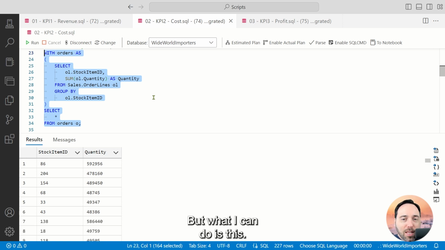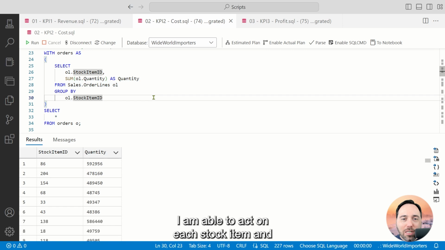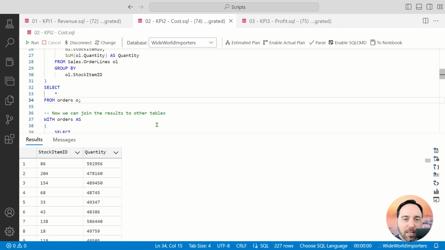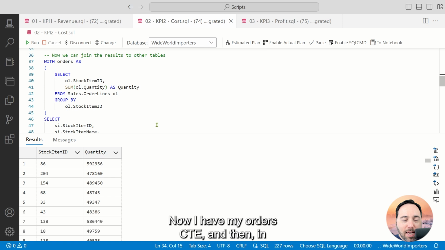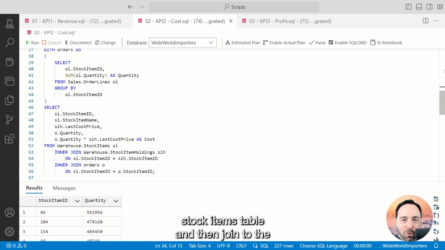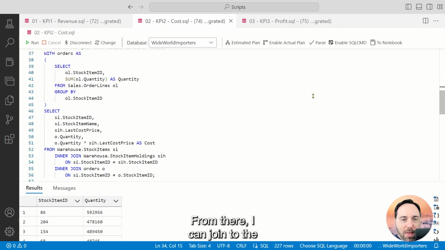But what I can do is this. I am able to act on each stock item and its quantity without worrying about how I need to aggregate the results later. Let me show you an example of this. Now I have my orders CTE, and then in the main query, I start with the stock items table and then join to the stock item holdings. From there, I can join to the orders table on stock item ID. Because I have already aggregated my quantities earlier, and because there's one record per stock item in the stock items and stock item holdings tables, I don't need to aggregate them again here.